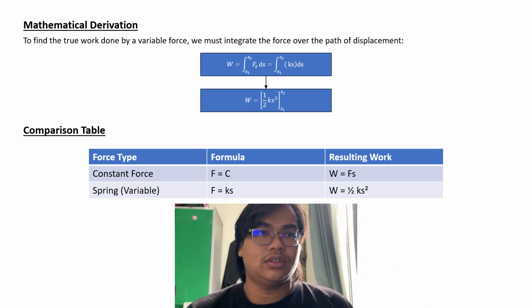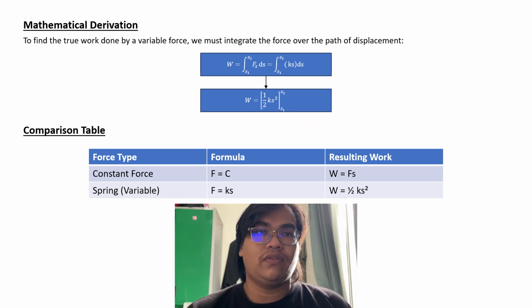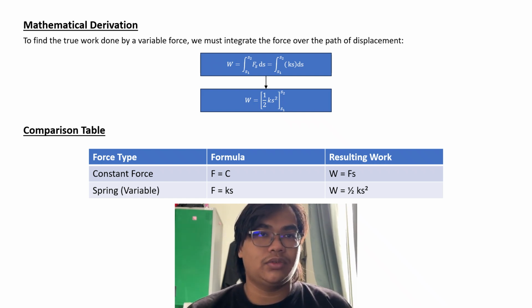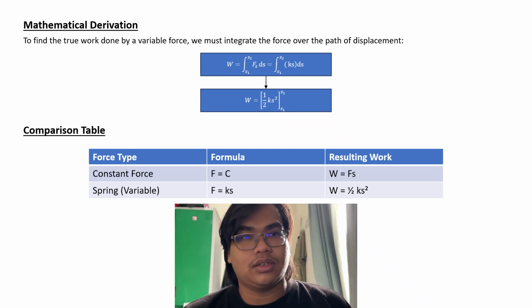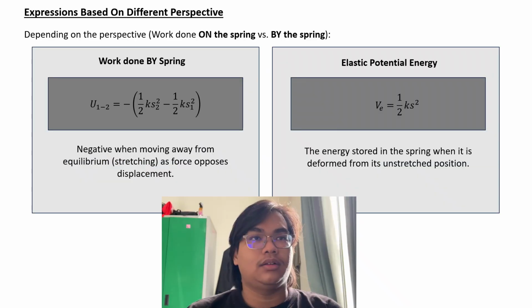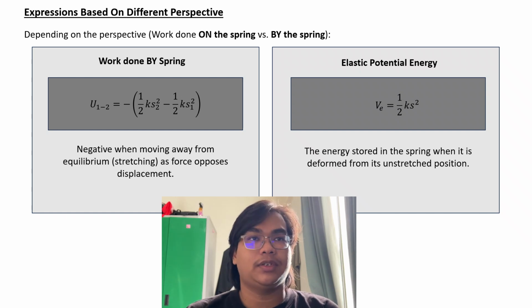For a constant force, where F equals C, the resulting work is simply W equals F times S. However, for a variable spring force, where F equals K times S, the resulting work is W equals 1/2 K times S squared. Now let's look at how we express this conceptually depending on our perspective.